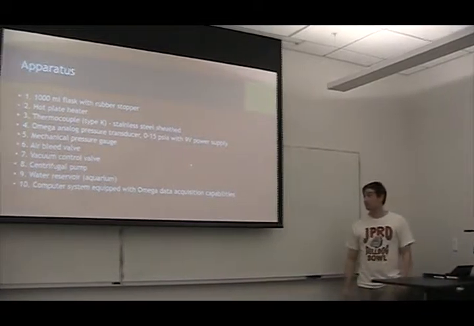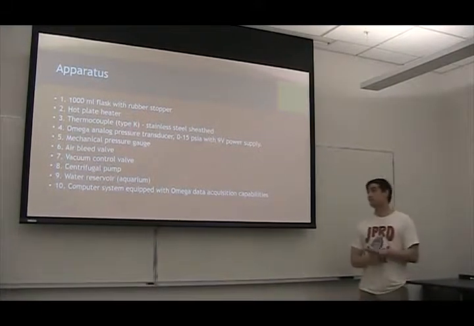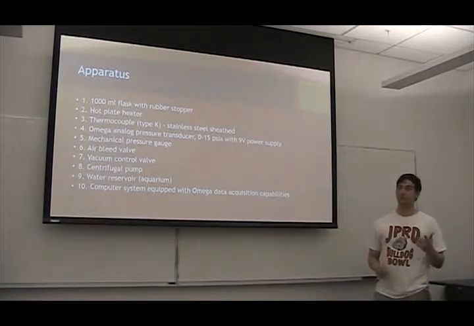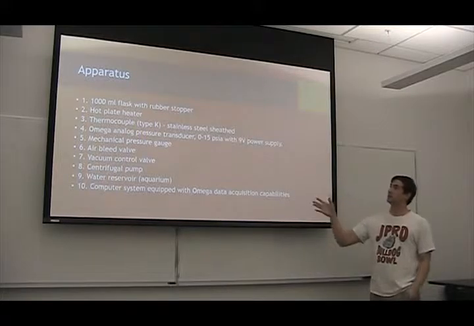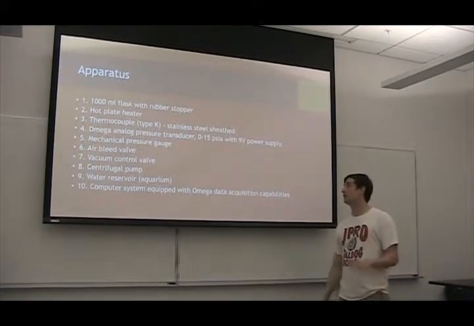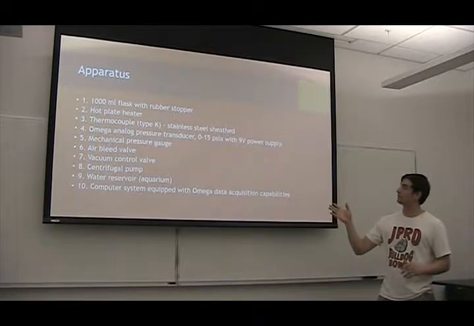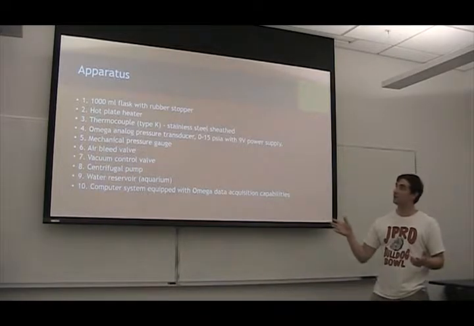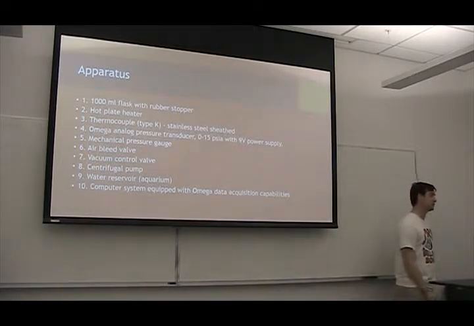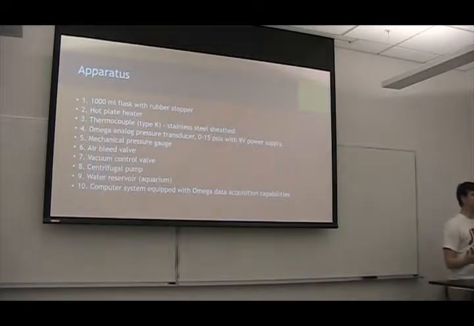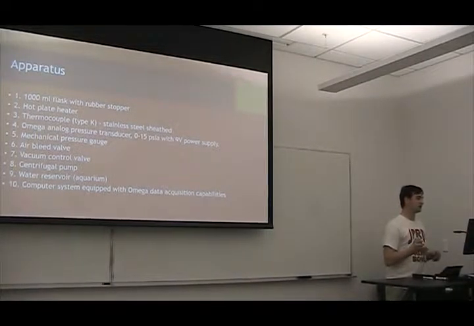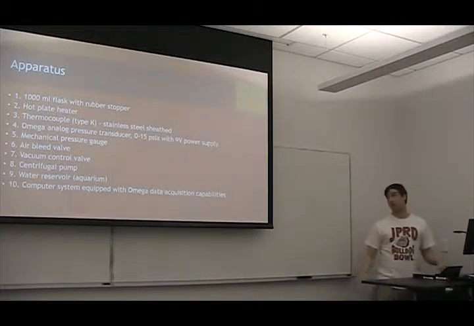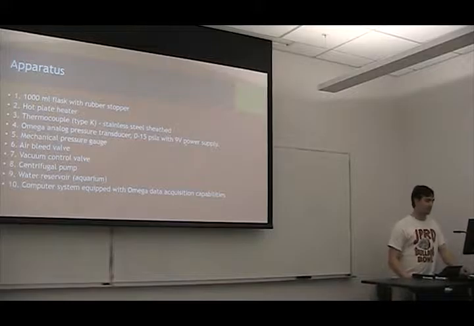And this is all the stuff we're going to use in the experiment. This is the one group 1 is doing next week, by the way. We're going to have a flask, a heater, a thermocouple. We're going to have a pressure transducer, and then also a mechanical pressure gauge. It's going to be 2 valves, one to bleed out the air, and a vacuum control valve, a centrifugal pump, and a water reservoir, and the computer that's going to collect all the data.